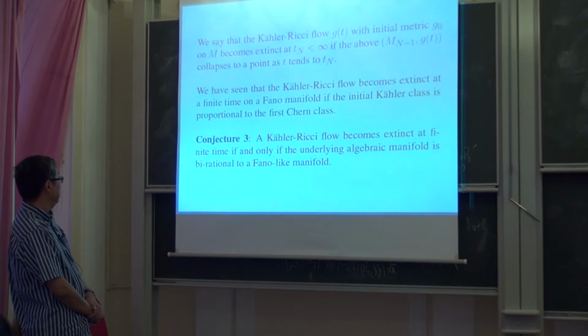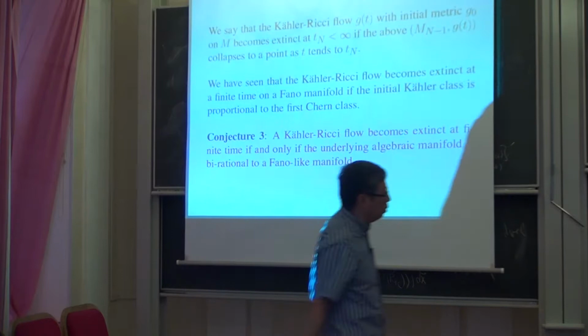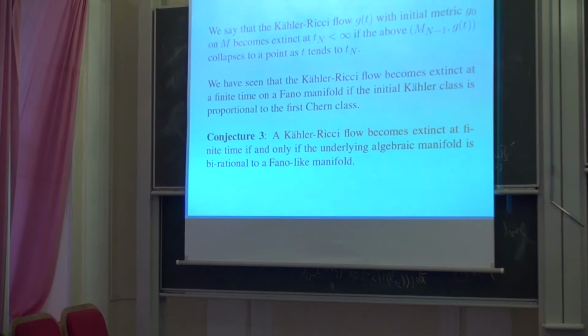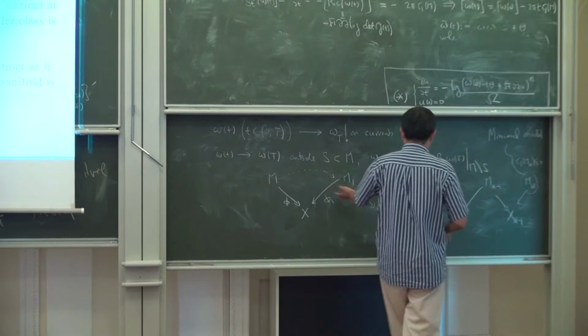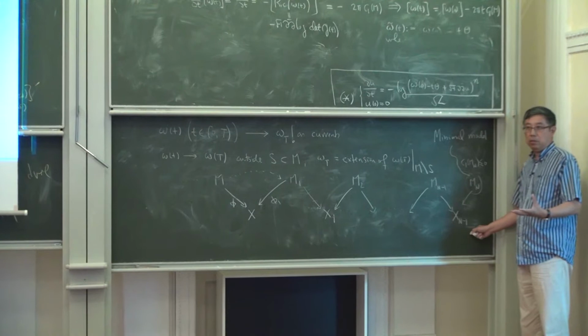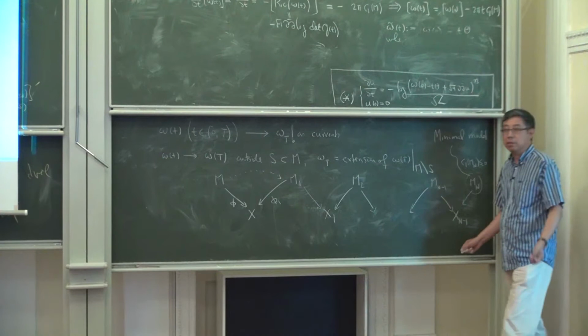There are some exceptional cases you need to worry about, because right now I only consider the case where the dimension of this is the same as the dimension of that. But in general the dimension of this might drop. So then you see what happens. One case is that after finitely many times this becomes dimension 0. That's called becoming extinct. In the three-dimensional case, that corresponds to the Poincaré conjecture. That always corresponds to the positive elliptic case.